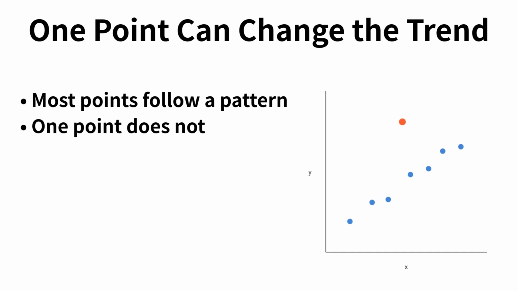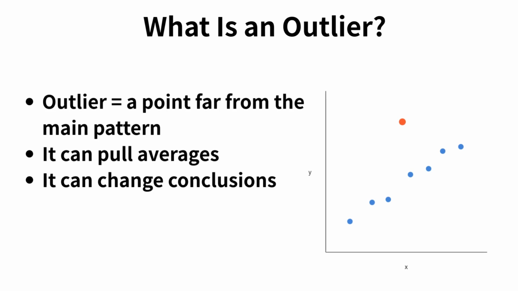Most points follow a clear pattern. But one point doesn't. Should it change the entire trend? That unusual point has a name. It's called an outlier. And outliers can change how we interpret data.